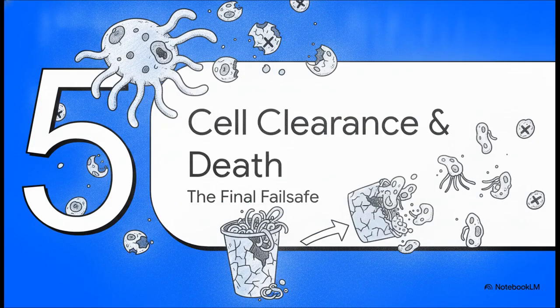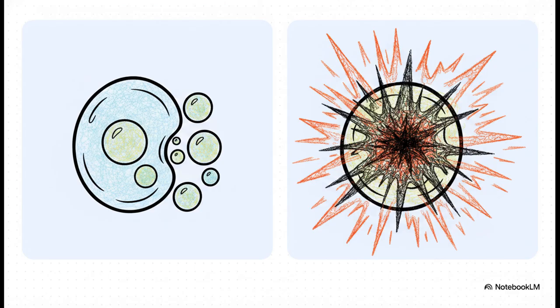Which brings us to Section 5, Cell Clearance and Death. This is the final failsafe in our system. Because even if the immune system creates rogue antibodies, it still needs a target. So what happens when the body's garbage disposal breaks down? Well, we have to look at the types of cell death. Apoptosis is programmed cell death. It's controlled, clean, and crucially, it does not induce inordinate inflammation.